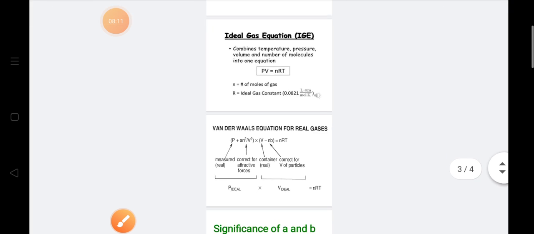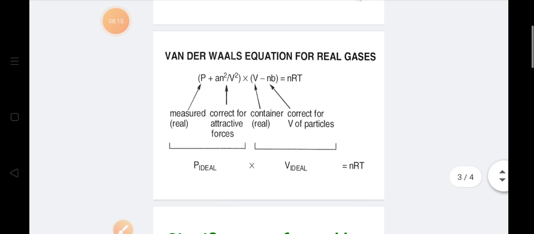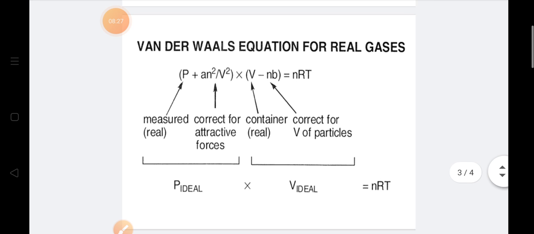So here, the real gas equation is described by the Van der Waals equation for real gases. It is stated as P plus a n square by V square, multiplied by V minus nb, is equal to nRT. Here P is the pressure, V is volume, R is gas constant, T is temperature, and n is number of moles. But what are a and b?